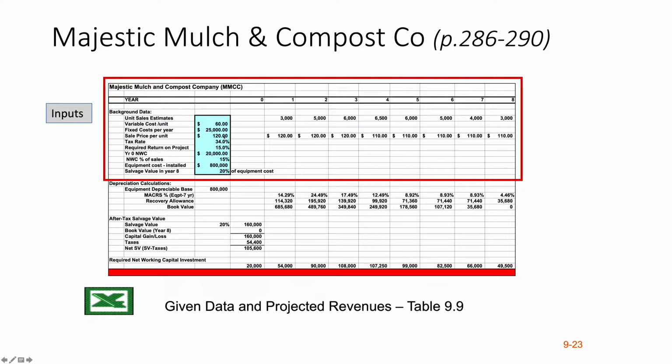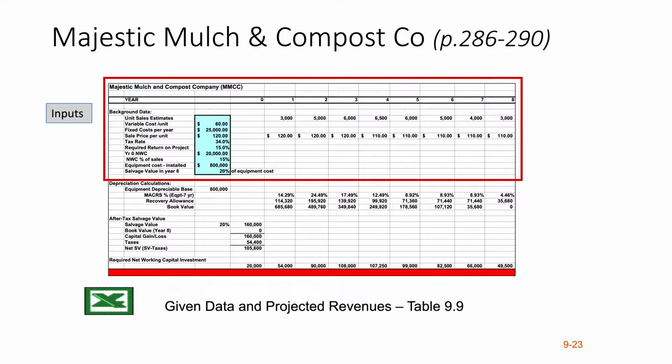And it's 120 for the first 3 years. After that, it's 110, as the sales go down, because the competition comes in and you have to cut the price. Those are given data. Tax rate is 34%. Required rate of return on this project for the company is 15%. And the net working capital for year 0 is a $20,000 increase. For our original one, it required net working capital of $20,000.